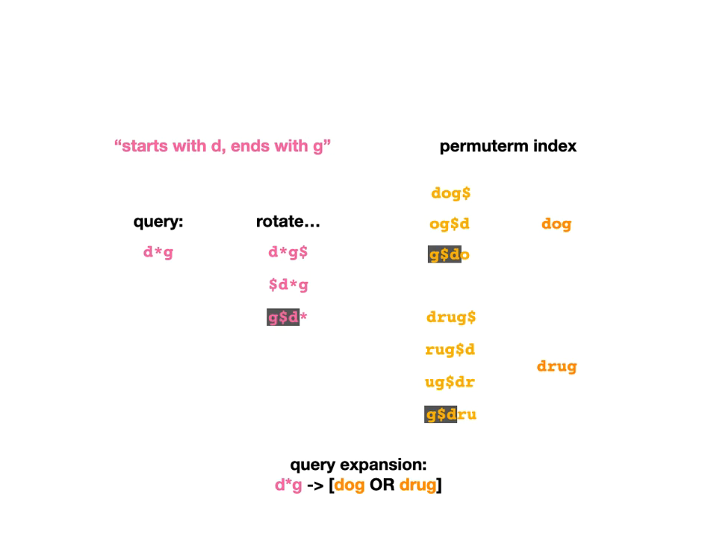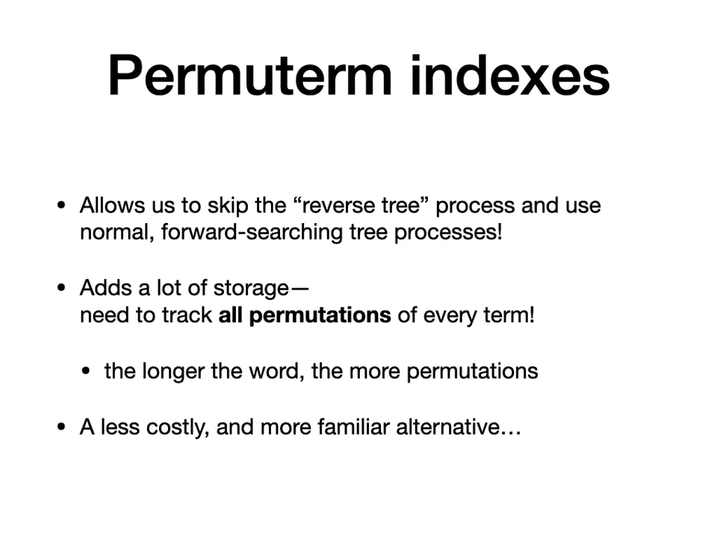So this is useful. It makes more elegant use of trees, and it's adding this secondary index. Powerful idea. So permuterm indexes let us skip the reverse-the-tree thing, and keep with the normal forward searching properties of traversing trees. It keeps it quite nice and clean, at least in terms of tree world. But the issue with these is that they can add a lot of extra storage, right? For every single term, we have to track every single permutation of that term in the secondary index. And so the longer the word, the more permutations, the more things we're storing just to do all this.